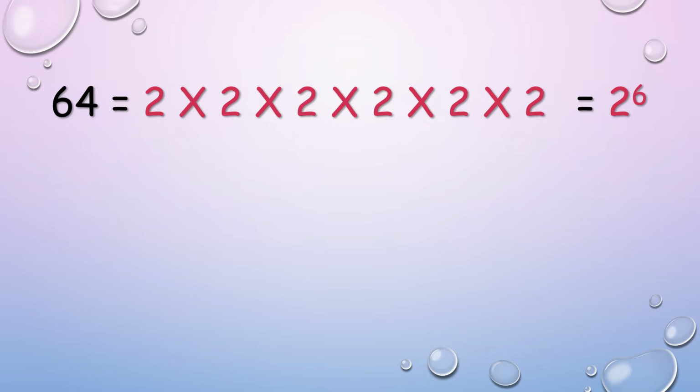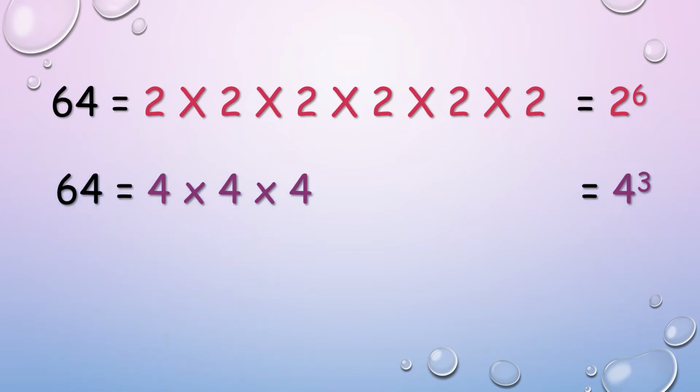Divide 64 by 2. Then you will get this answer: 2 times 2 times 2 times 2 times 2 times 2. There are 6 2's and it is 2 to the power 6.